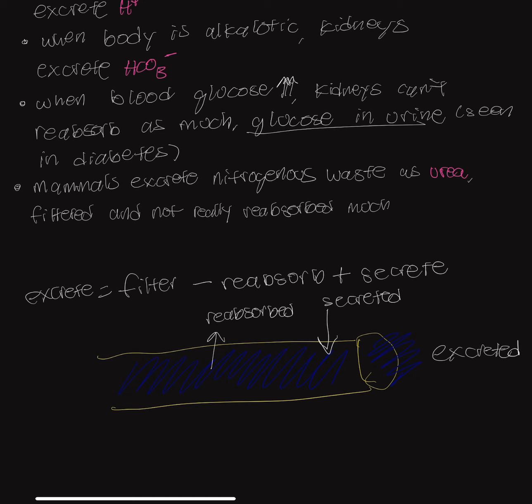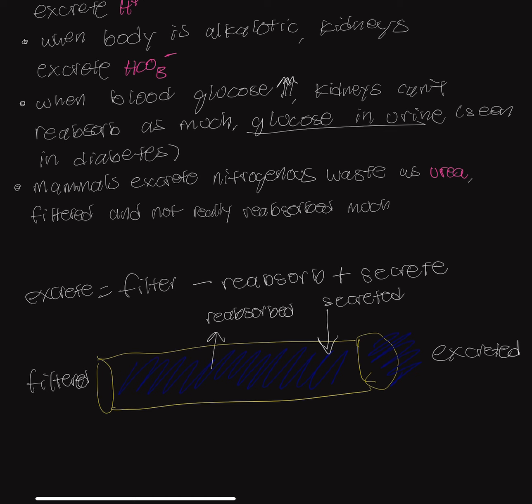A lot of things like drug metabolites, sometimes protons when we're really acidotic. These are kinds of things that are secreted, that we just keep pushing into the urine. Finally, from our opening, I'll do that in the yellow to correspond. That right here is what's filtered. This is what's secreted.